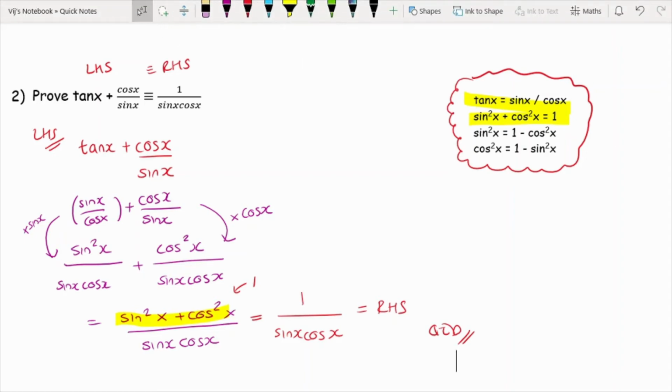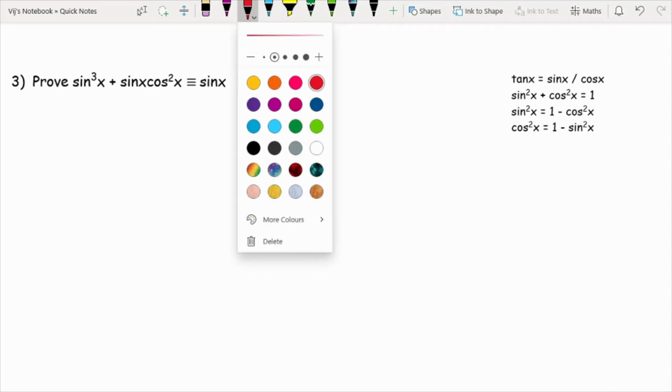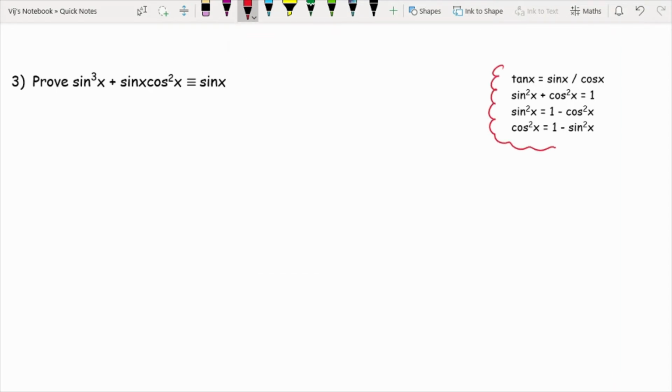So moving on to our third example. Here I've got sin cubed x plus sin x cos squared x, which can be written in the format of sin x. Again, I'm going to start off by looking at my trig identities and start with the left hand side, because obviously that looks more complicated, and here I've got my right hand side. So starting with the left hand side, I start off by writing that side out again without the distraction of the right hand side.